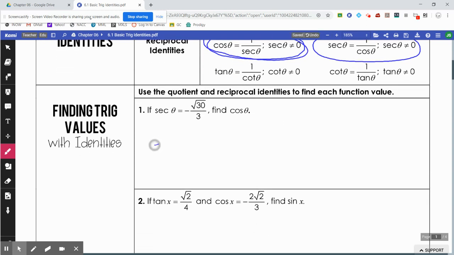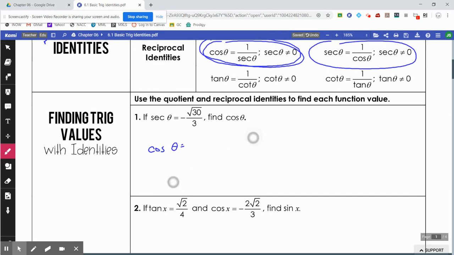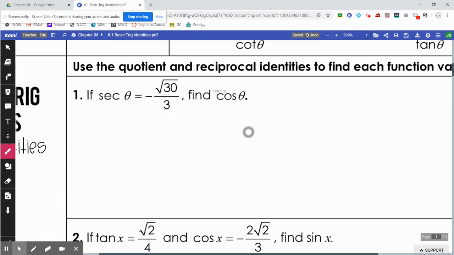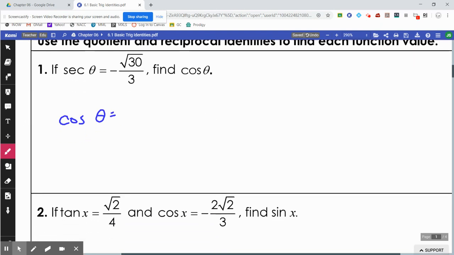So the cosine of theta, let me zoom in just a little bit, would equal 1 over negative root 30 over 3, or that's going to flip it, and that'd be 3 over negative root 30. Let's rationalize by multiplying top and bottom by root 30, and that gives me 3 root 30 on top, and it is still negative, and then 30 on bottom. And we can reduce 3 and 30, and that gives me a 1 and 10, so negative root 30 over 10. That's it.